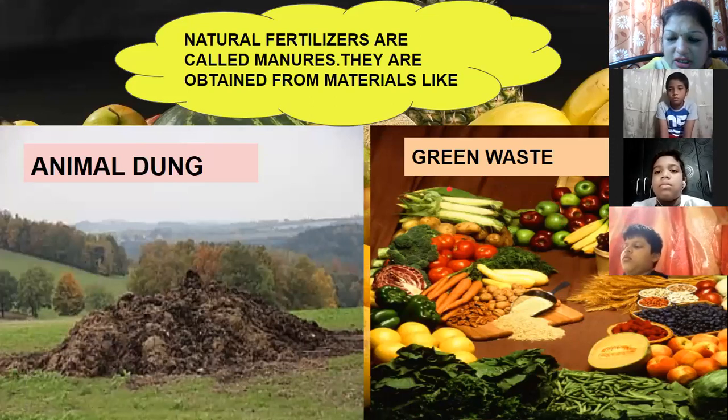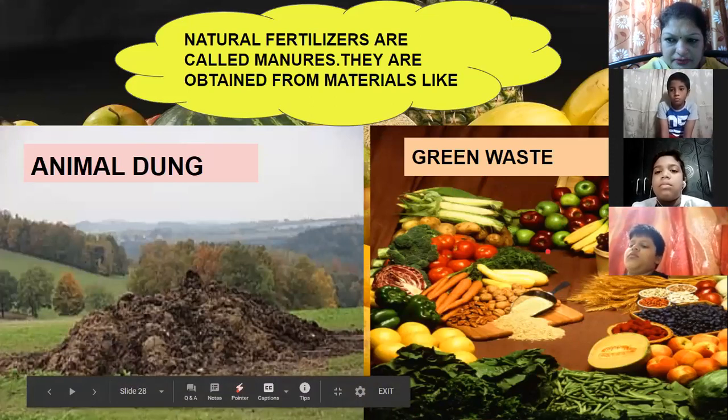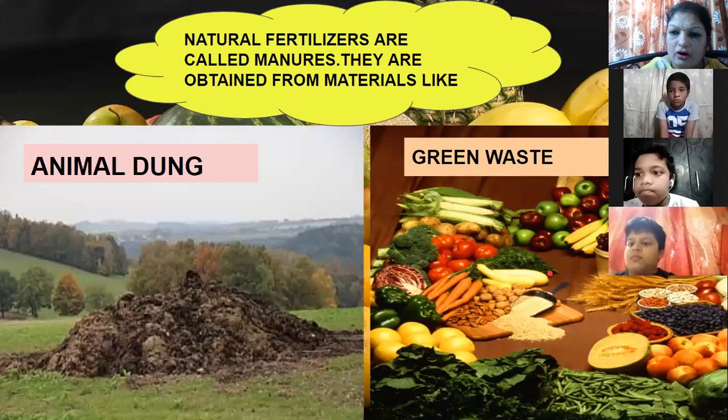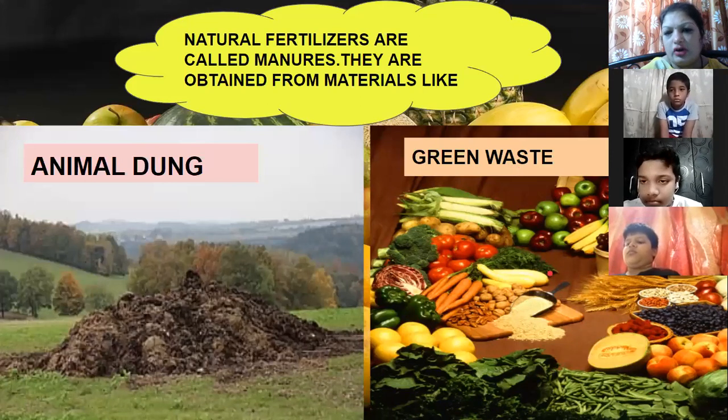We are using all these vegetables and fruits in the kitchen. The waste which is there of it is known as green waste. This green waste is very useful for the nutrition of the soil.